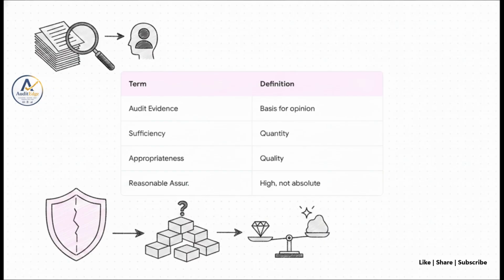Audit evidence is the information you use to base your opinion. Now, cleanly separate these next two in your mind. Sufficiency is the measure of the quantity of your audit evidence. Do you have enough of it? Appropriateness, on the other hand, is the measure of the quality. Is it relevant and reliable? You need both quantity and quality to achieve reasonable assurance. And remember, reasonable assurance is a high level of assurance, but it is never absolute.